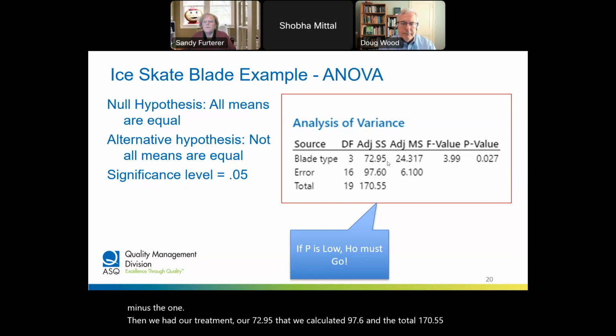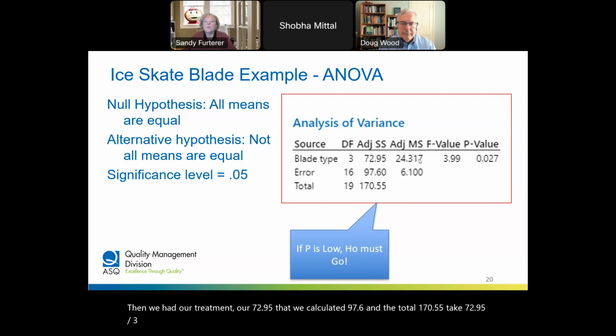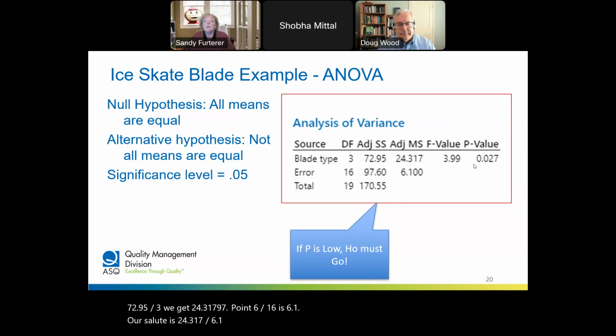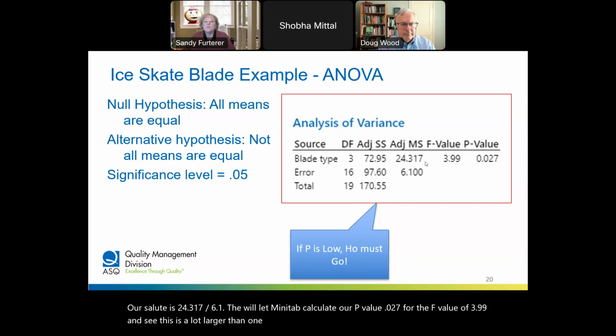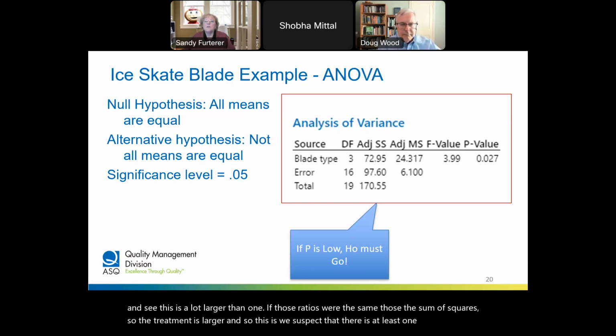Take 72.95 divided by 3, we get 24.317. 97.6 divided by 16 is 6.1. Our F value is 24.317 over 6.1. We'll let Minitab calculate our P value of 0.027 for the F value of 3.99. And see, this is a lot larger than 1, which is what it would be if those ratios were the same. The treatment sum of squares is larger, and so we suspect that there is at least one mean that is different than the others.